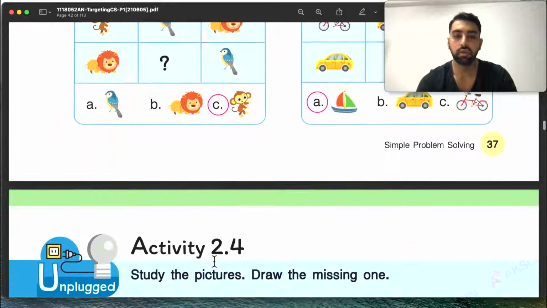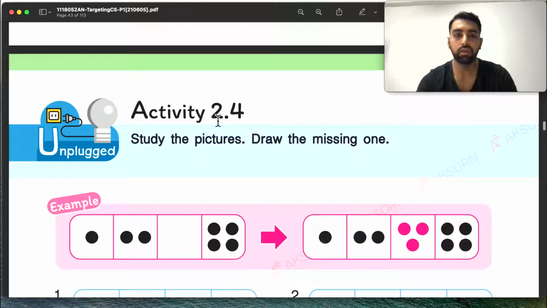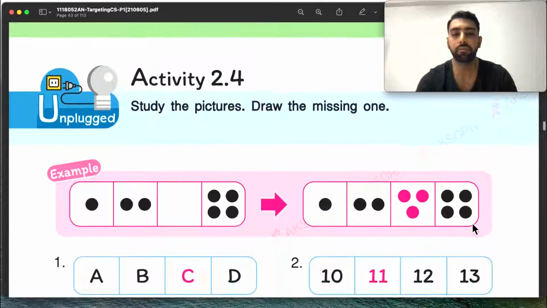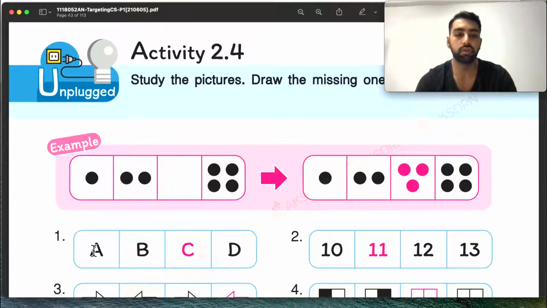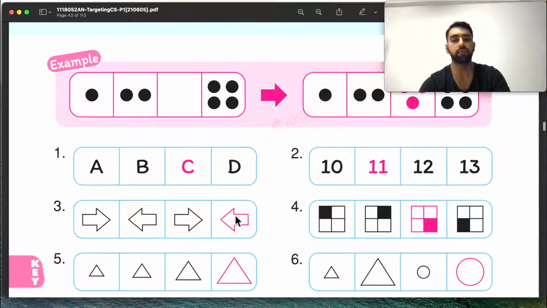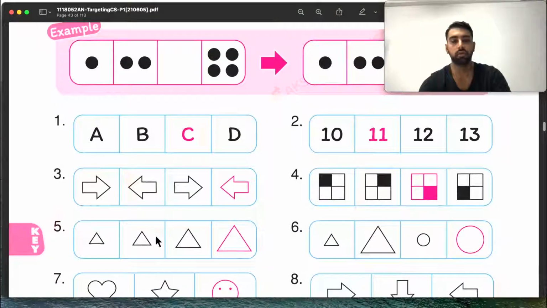Okay, and now you have activity 2.4. In 2.4 you see, for example, 1 dot, then 2 dots, then 3, 1 2 and 3, and then 4. Okay, so you have to fill up like this. So here you see A, B, C and D. All right, 10, 11, 12 and 13. Okay, you just have to do this activity like this. Look at the pattern and fill up like this. All right, it's easy for you.